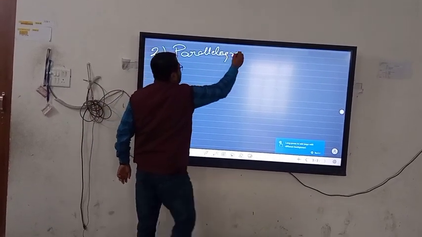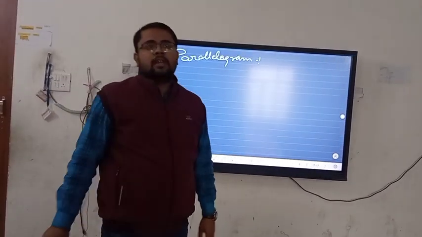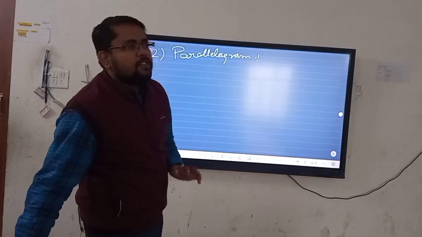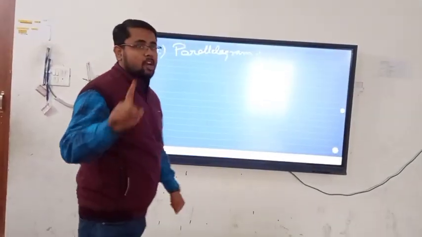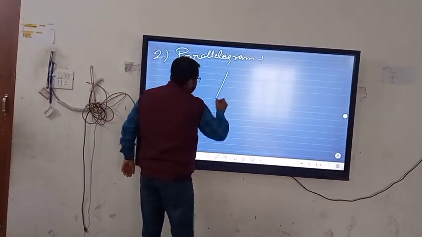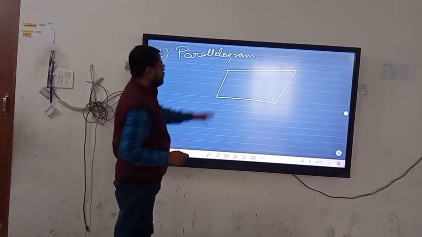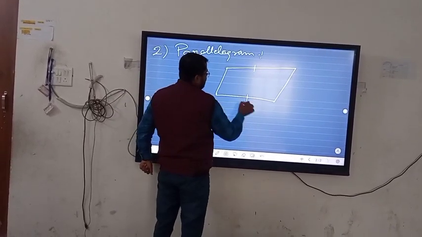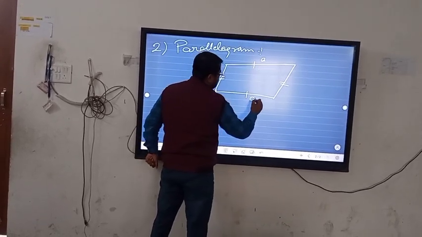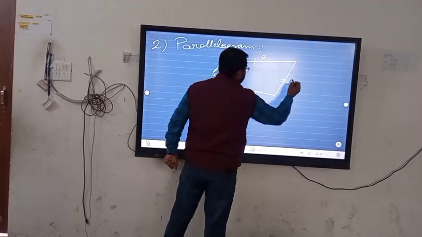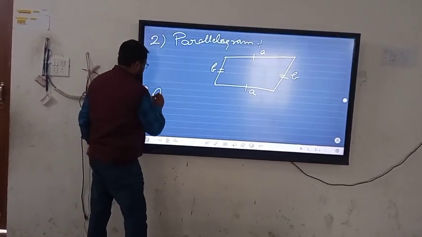Parallelogram. From this word parallelogram, we conclude that the figure whose opposite sides are parallel is known as parallelogram. Only parallel, not equal. Okay. So this is the figure of parallelogram whose opposite sides are parallel. This is A, this is also A, this is B, this is also B.